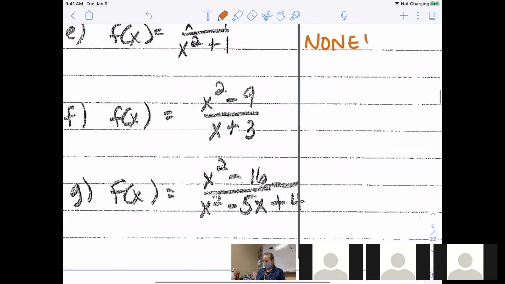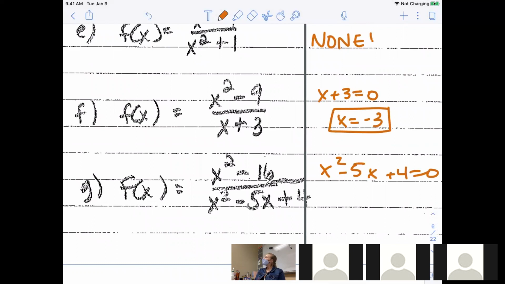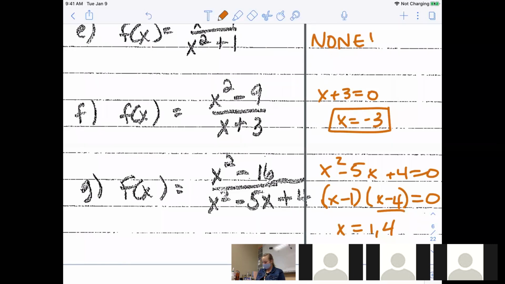All right, 2 more, and then we got to learn about horizontal asymptotes. In letter F, my denominator is x plus 3. So set that equal to 0. X equals -3. Cool, that was easy. Oh, and then the last one's a quadratic. Oh, that's fun. We haven't done one of those for a minute. X squared minus 5x plus 4 equals 0. Okay, factor. X minus 1, x minus 4. So x equals +1 and +4.